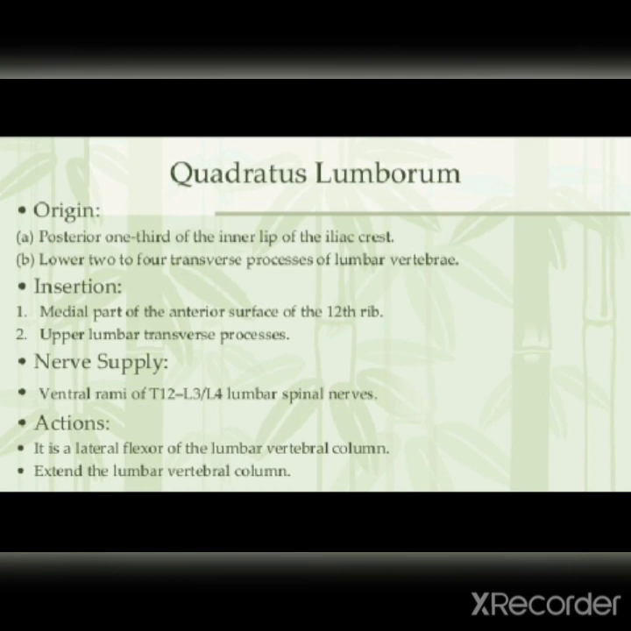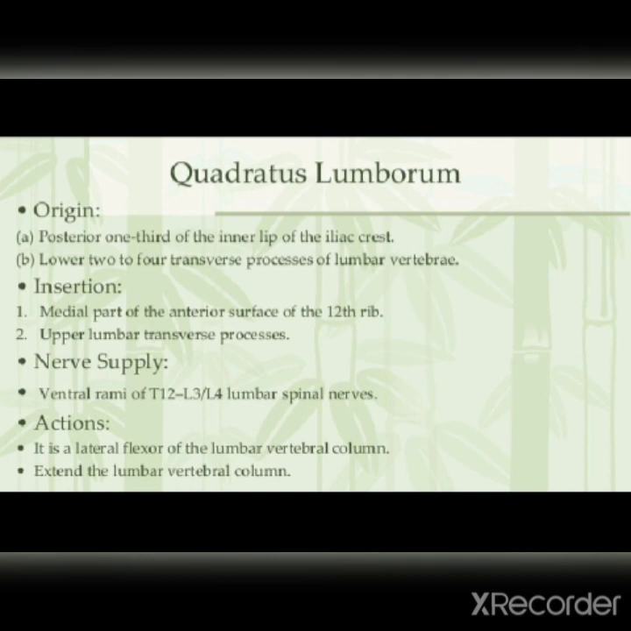But for now, the origin of quadratus lumborum is the posterior 1/3 of the inner lip of the iliac crest. Then the lower 2 to 4 transverse processes of lumbar vertebrae. This is also the origin. Insertion: medial part of the anterior surface of the 12th rib.